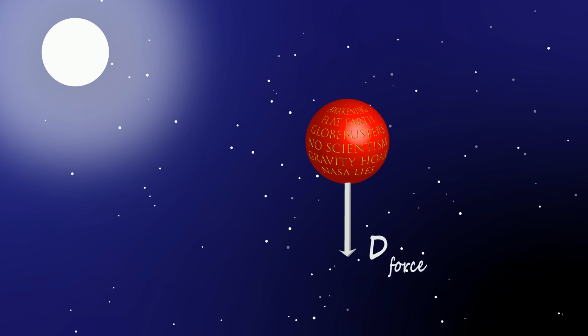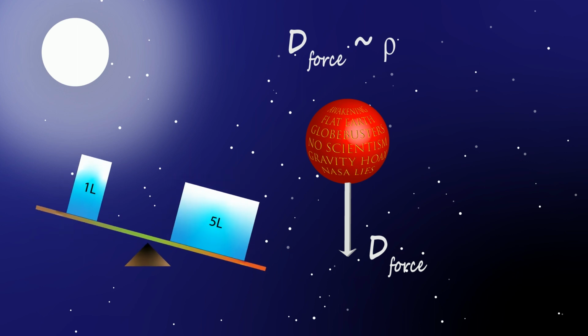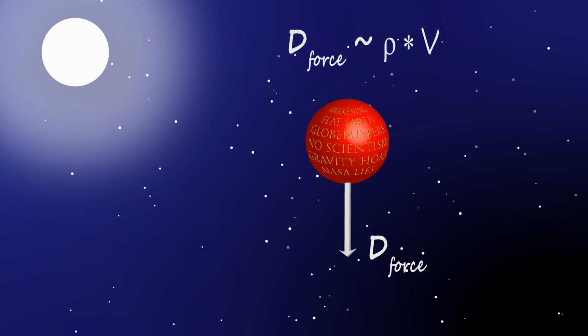Now, flat Earth believers say it depends on the density of the object. So far so good. But if we think about bottles of water, we know that a 5-liter bottle feels heavier than a 1-liter bottle. So then the downwards force also depends on the volume of the object. As he showed us in the beginning, density times volume is mass, so the downwards force appears to depend on the mass of the object.